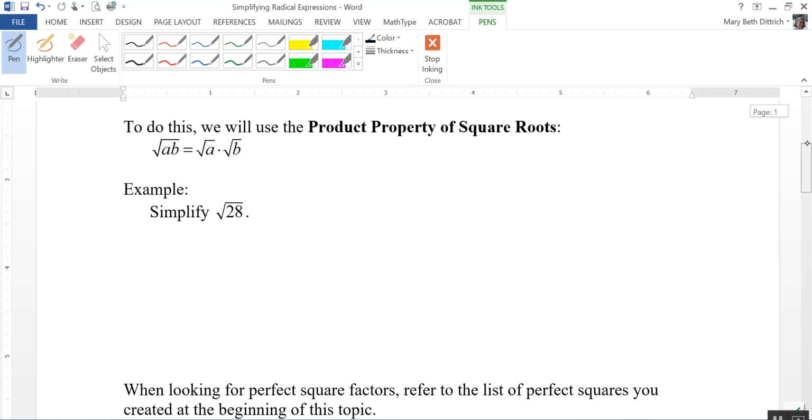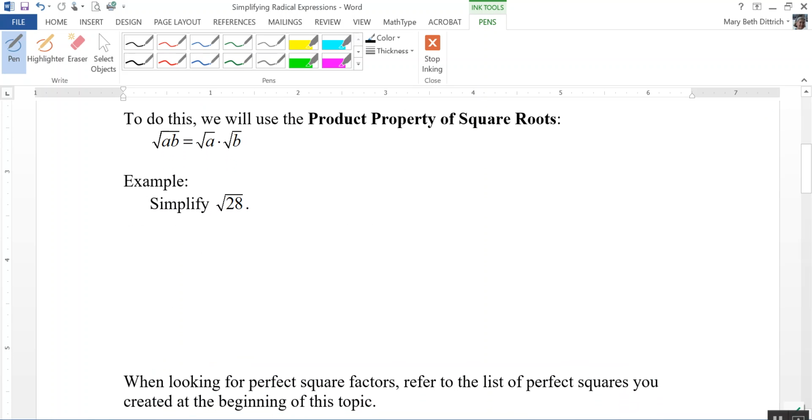First example says simplify the square root of 28. Well, I can rewrite the square root of 28 as the product of its perfect square factors, square root of 4 times the square root of 7, and the square root of 4 is a perfect square, which is 2 times the square root of 7. So simplified, that would be 2 square root of 7. When looking for perfect square factors, refer to the list of perfect squares that you created at the beginning of this topic.